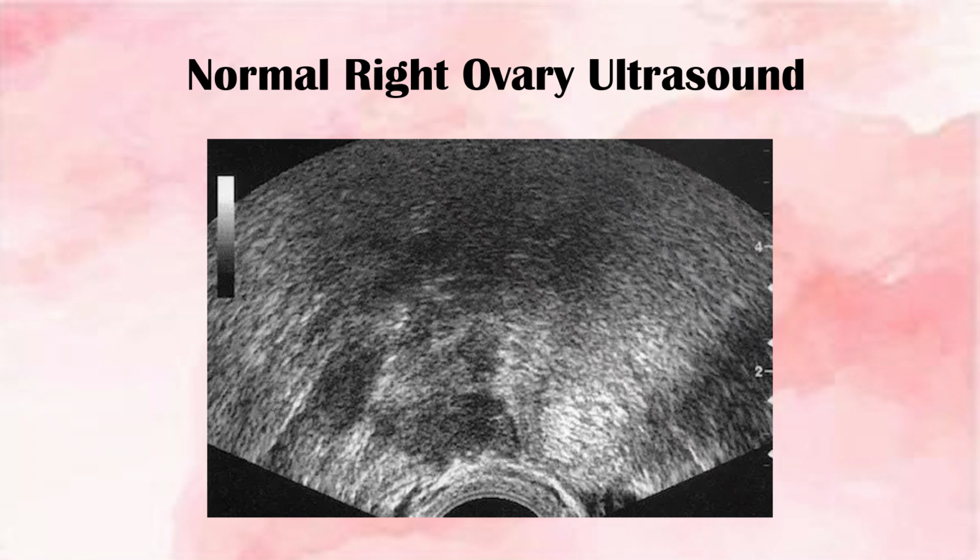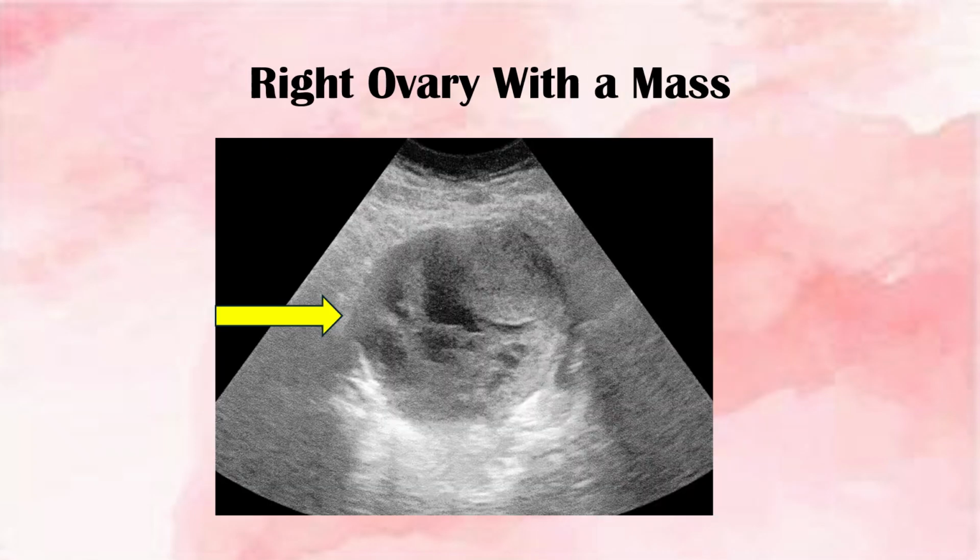This is an image of a normal right ovary on the ultrasound. As you can see, there's no bumps, no lesions. It's just normal. This shows a right ovary with a mass. It's that circle. I have that arrow pointing to it. It's that large circle. This would be considered a mass and something they would want to further investigate if they found this on a woman's ultrasound.